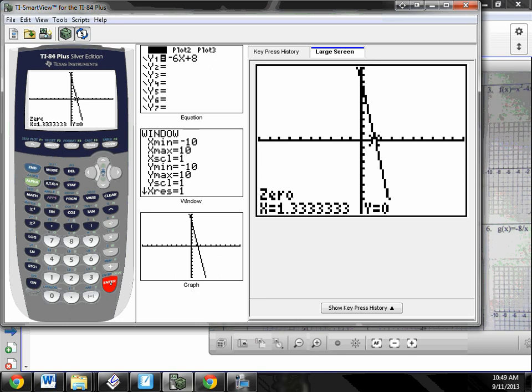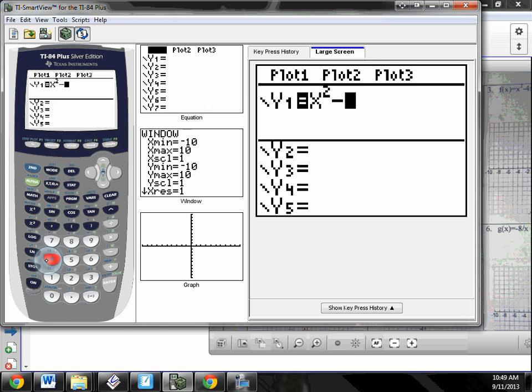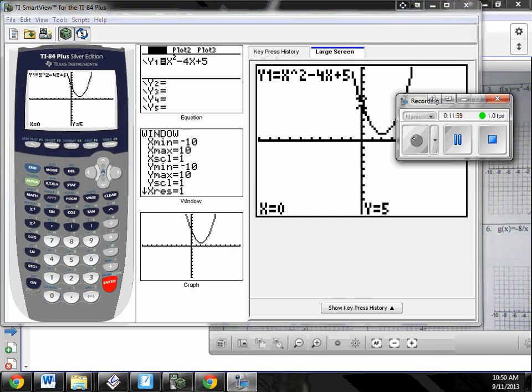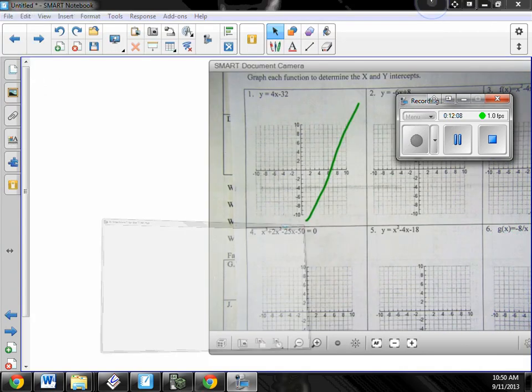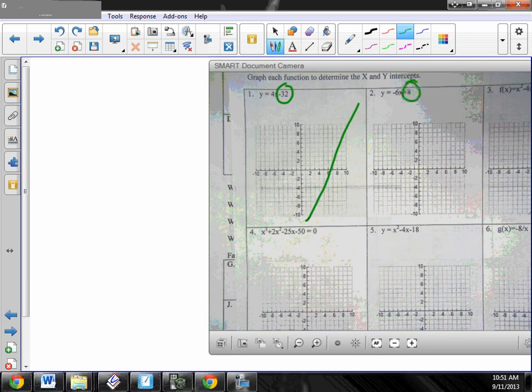All right, let's graph the next one. X squared minus 4x plus 5. So going to y equals x squared minus 4x plus 5. If you look at these first 3 problems, the y-intercept is equal to the constant on each of the problems. So on number 1, the answer was -32. On number 2, the answer was 8. And this one is x squared minus 4x plus 5. And the answer is 5.